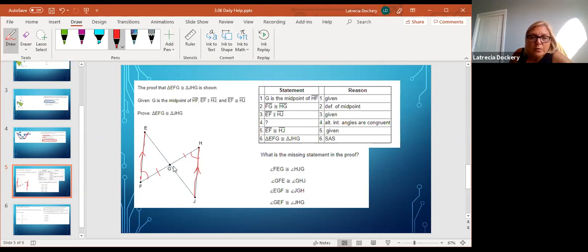Well, that would be angle FHJ or JHF is congruent to EFG or GFE. Let's see if we have either of those. I put 3 instead of E. That was kind of goofy.